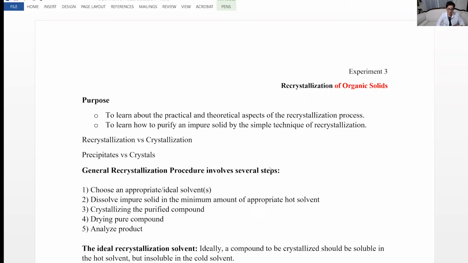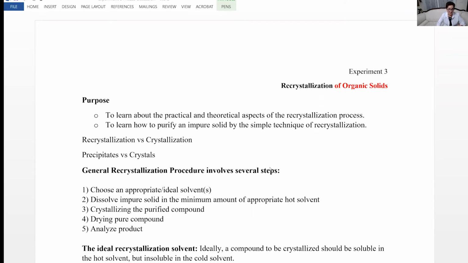The purpose for this experiment is to learn about theoretical and practical aspect of the recrystallization and how to do the experiment. Okay.